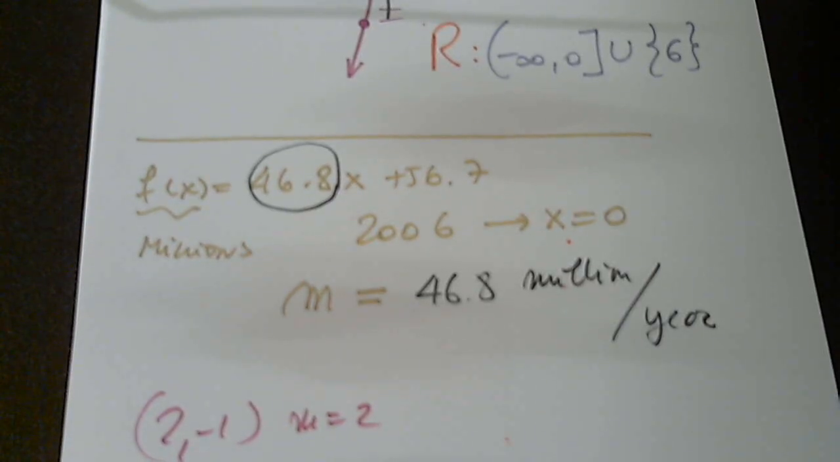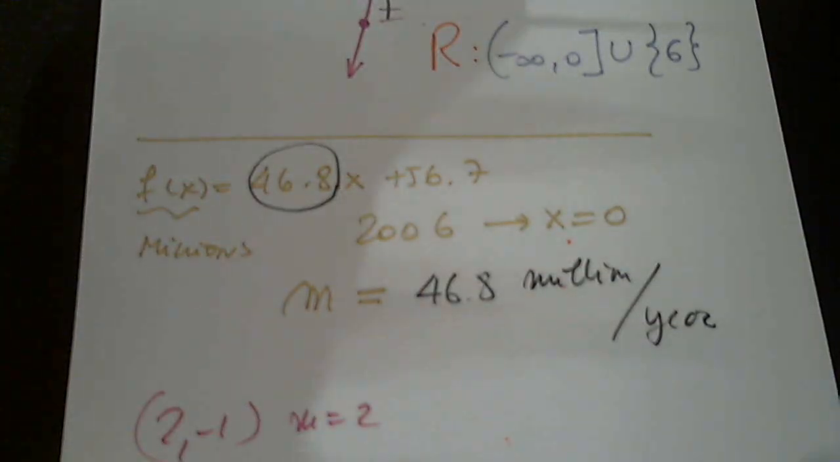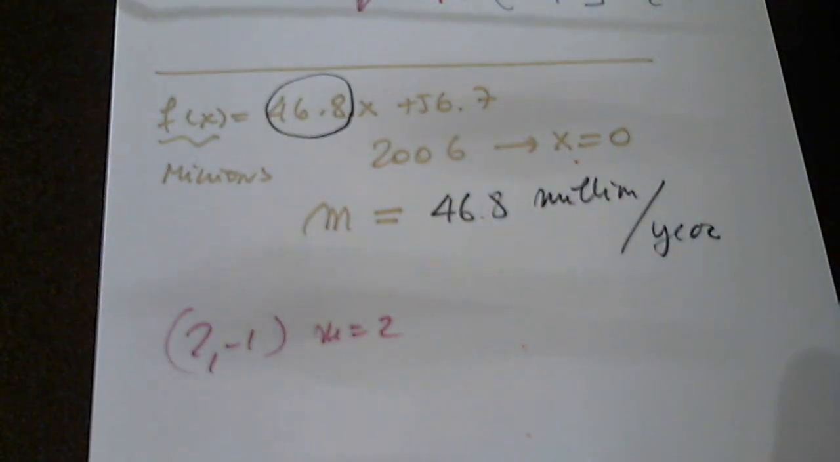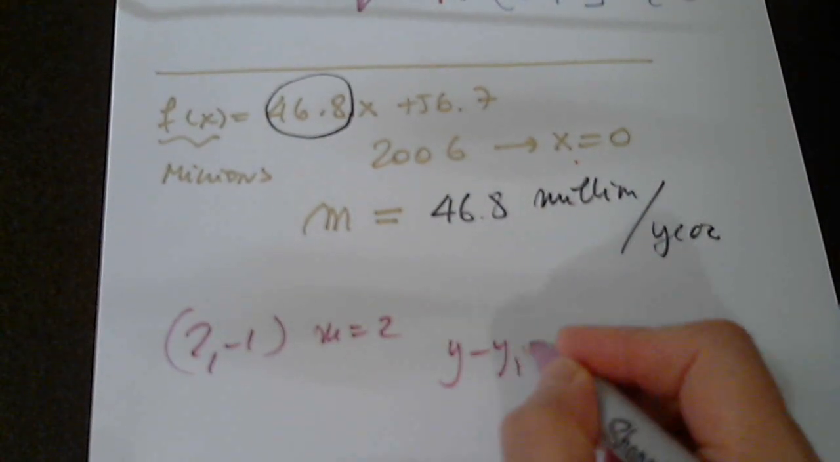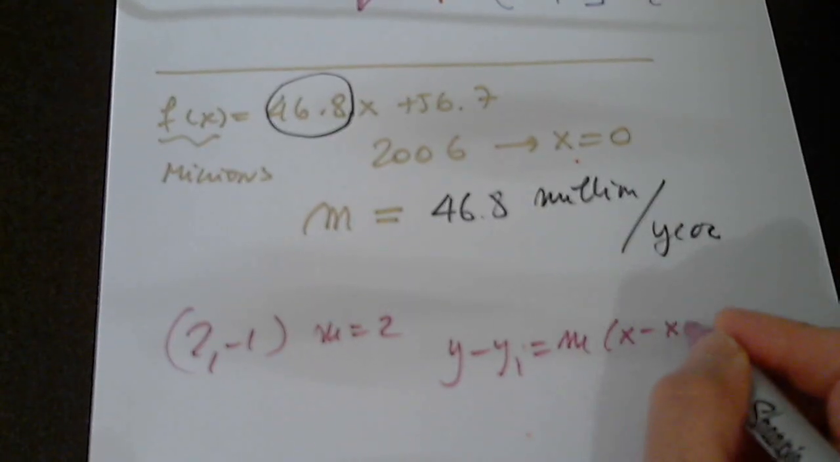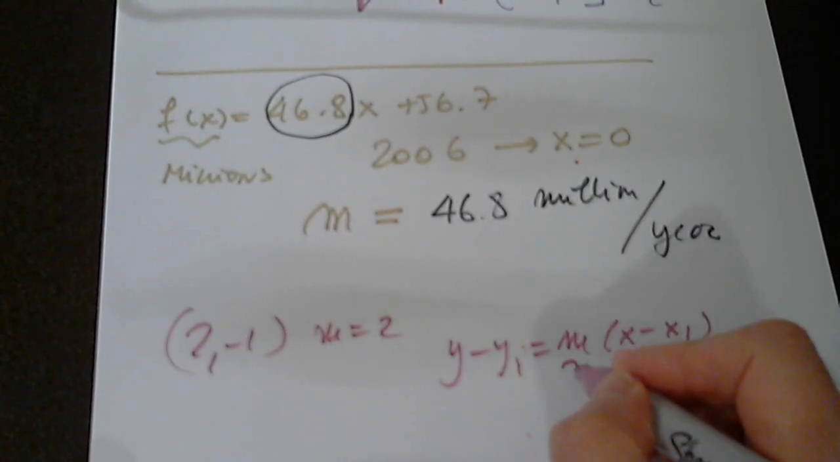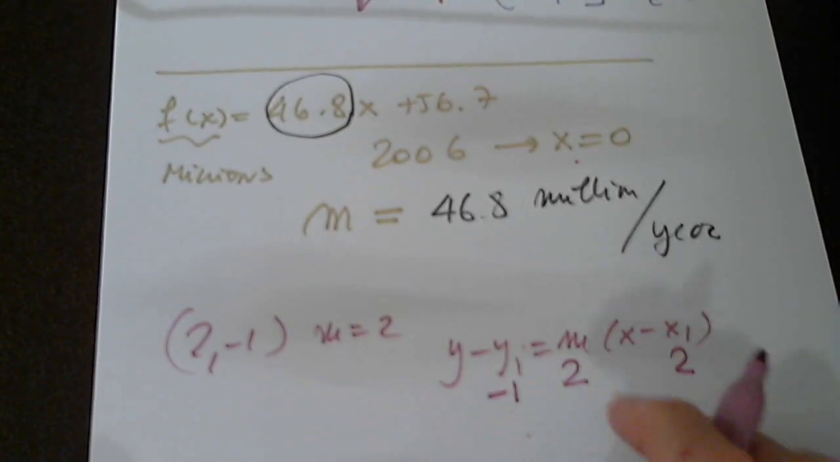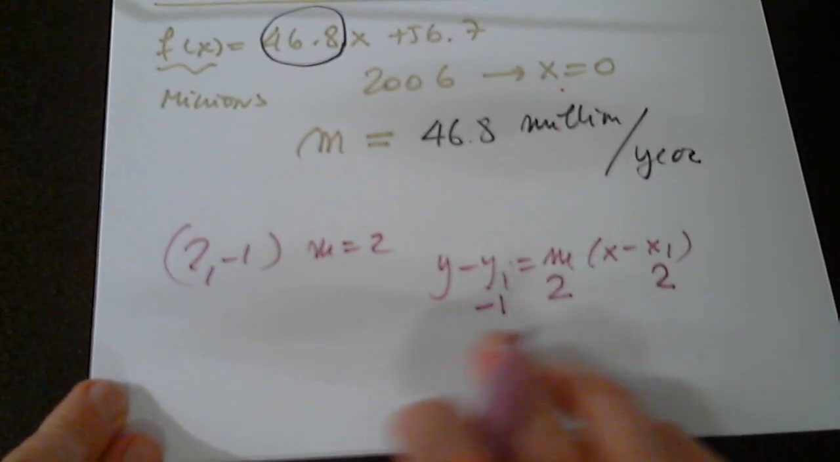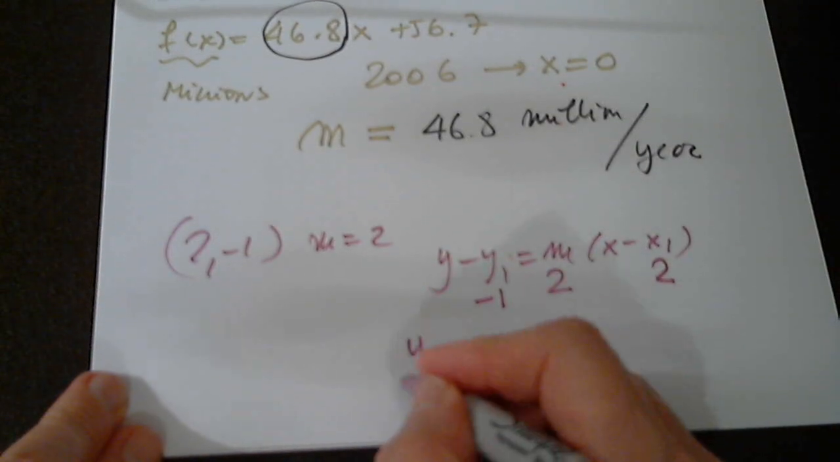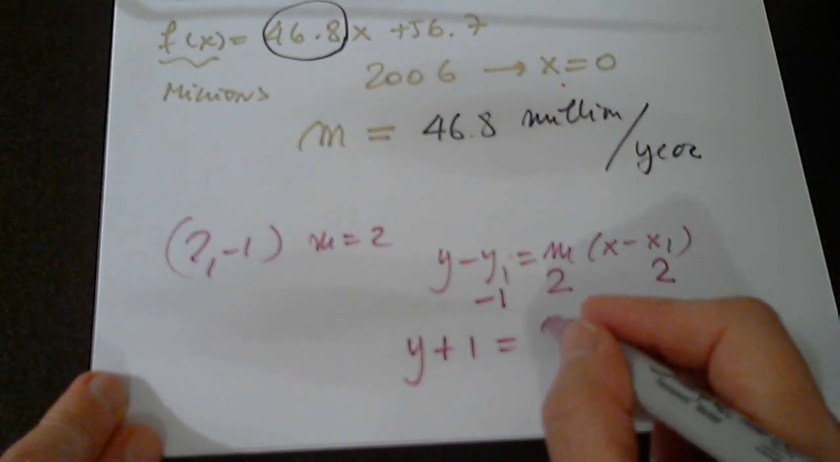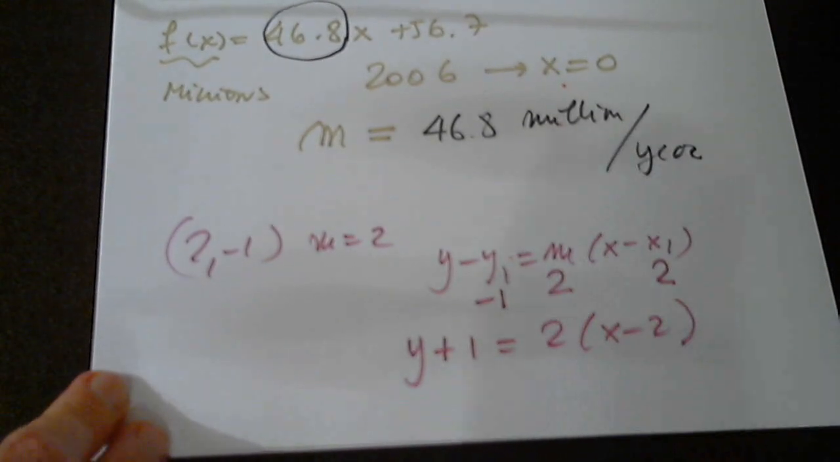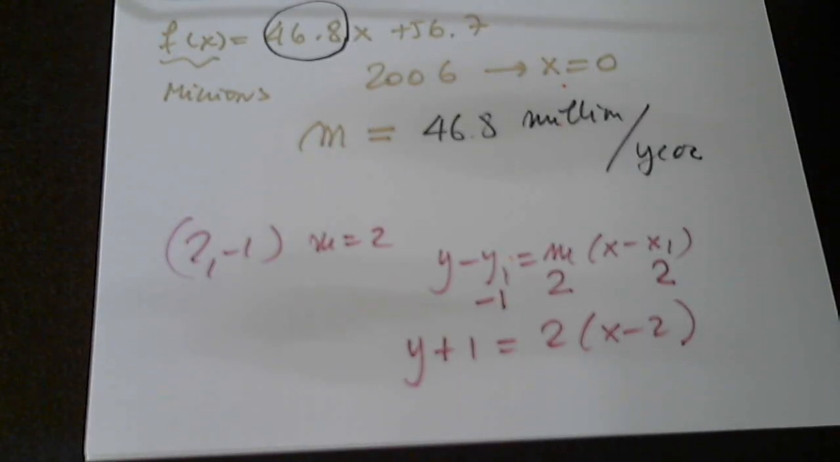So they want point slope form. So y minus y1 equals the slope times x minus x1. The slope is 2, and the point is (2, -1). This is what they want. They don't want us to solve for y at first. y plus 1 equals 2 times (x minus 2). That's all they want at this stage.